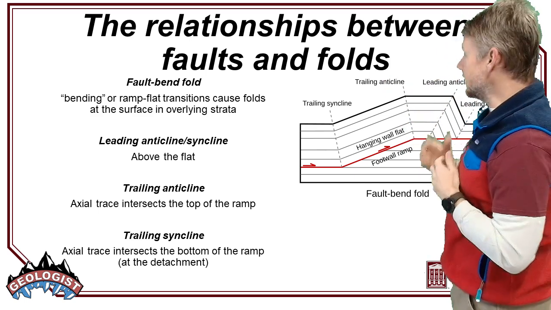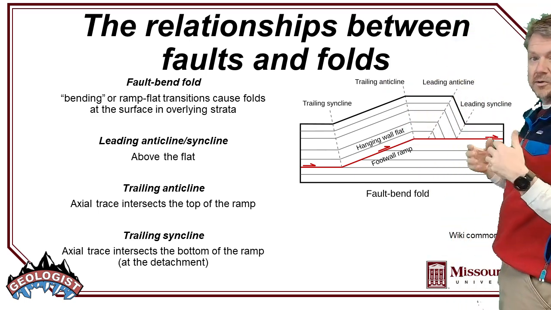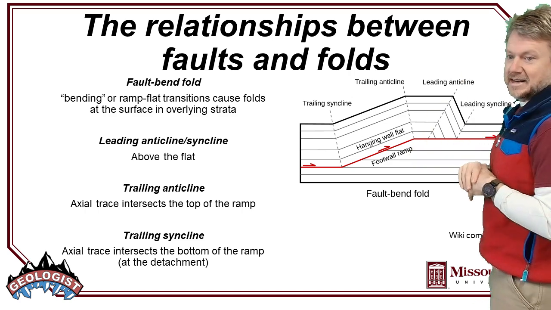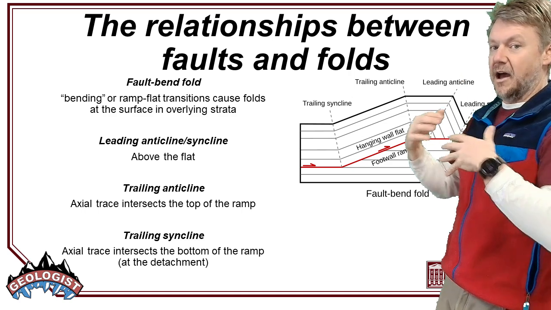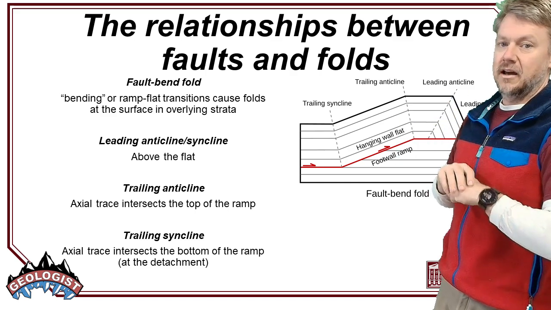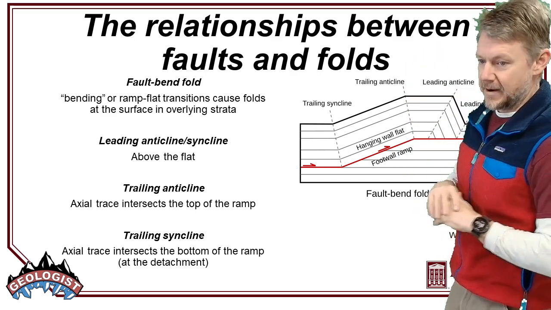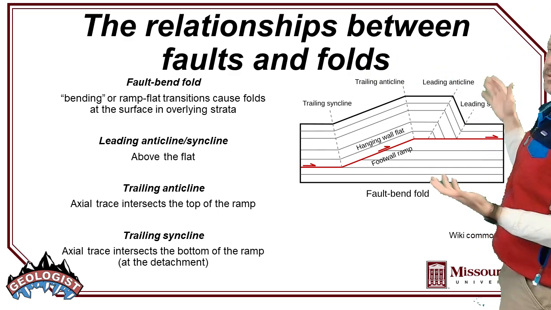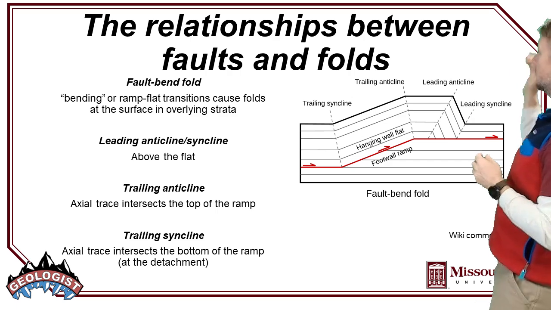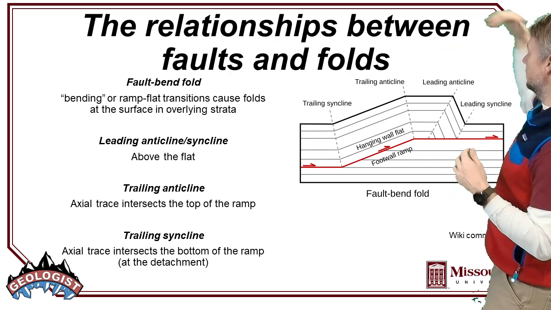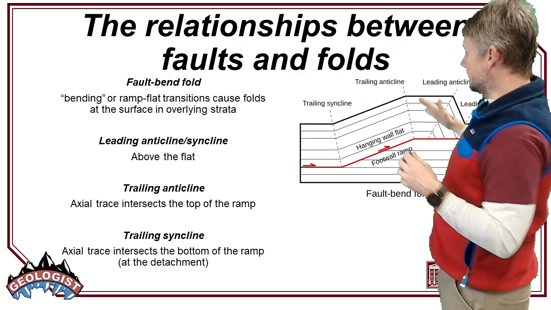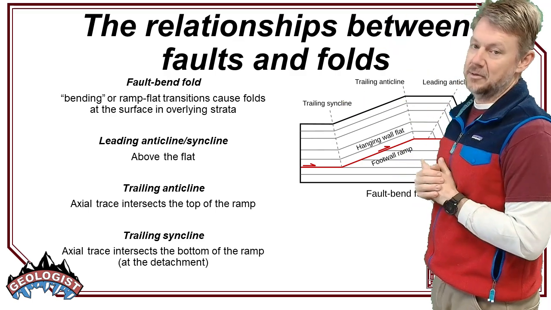If we trace those dotted lines, those would be your fold axes. We trace that down, where those strike down into the subsurface, those are going to be at the upper portion of the ramp. They'll be up and off the ramp. Then there's this trailing anticline. The whole thing is one big anticline, sure, but if you break it down, there's two little fold components. This trailing anticline area, if we trace that down, is going to hit right at the top of the ramp.